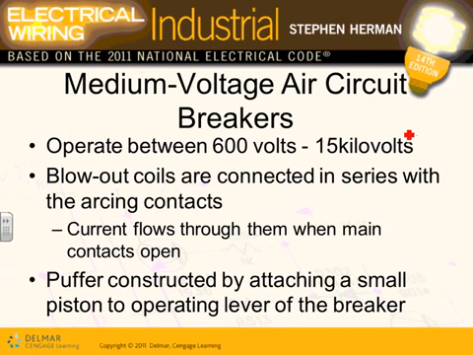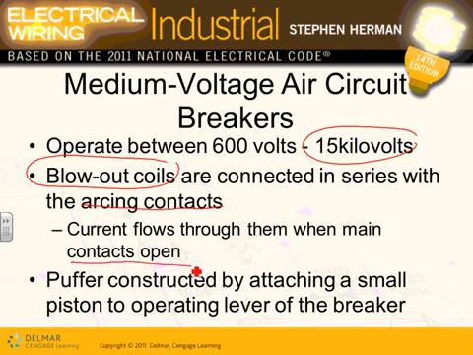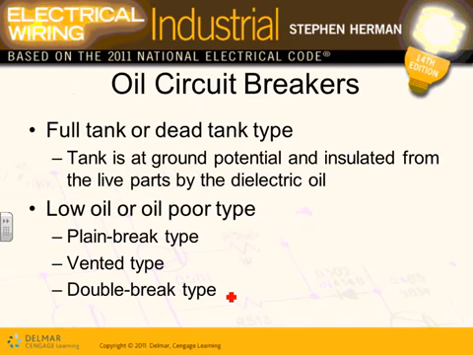Medium voltage circuit breakers, guys, are used on higher voltages like 15 kV. They have something called blowout coils, again a means of extinguishing the arc, connected in series with the arcing contacts. So with arcing contacts, current flows through them when the main contacts are open, and it moves the arc away from the main contacts. Power is constructed by attaching a small piston to the operating lever of the breaker. So this is a mechanism, guys, that they use to divert the arc away from the contacts.